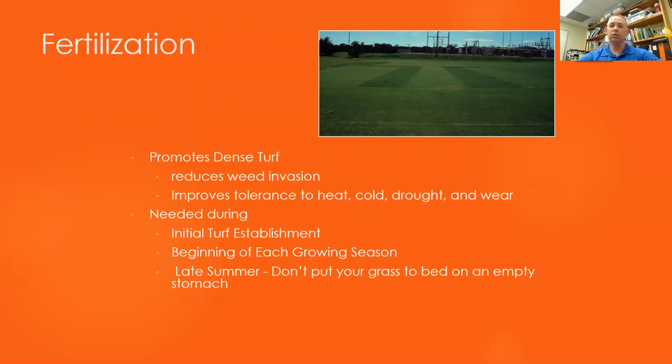So the reason we're taking a soil sample is because we need to figure out what the soil is lacking nutrition-wise that your plant is going to need, and the plant is specifically turf. We need good nutrition in establishment. We need good nutrition at the beginning of each growing season, and then throughout the growing season, and then again at the end of the growing season to kind of put your warm season turf to bed or into dormancy.